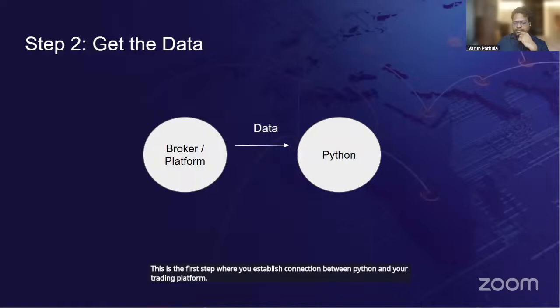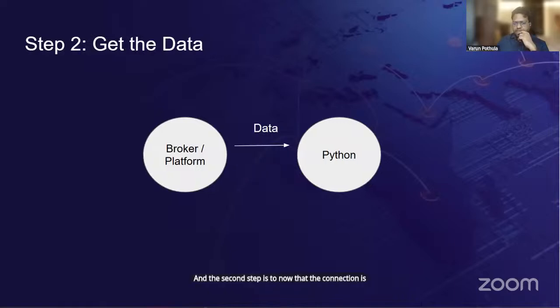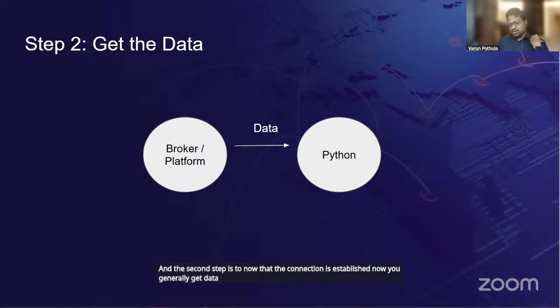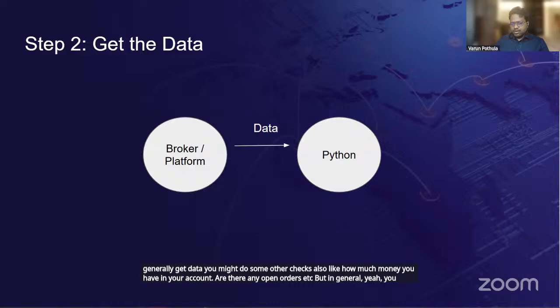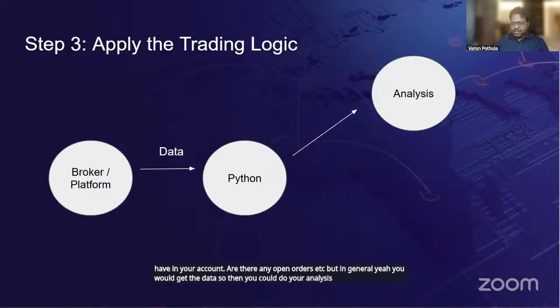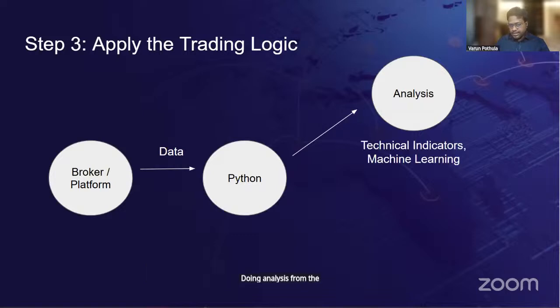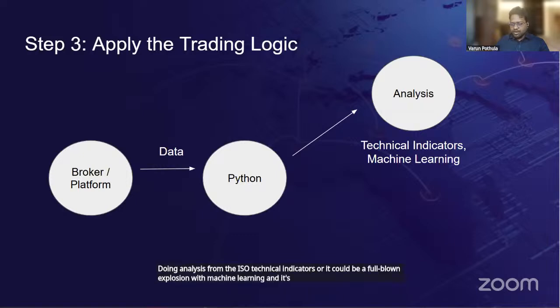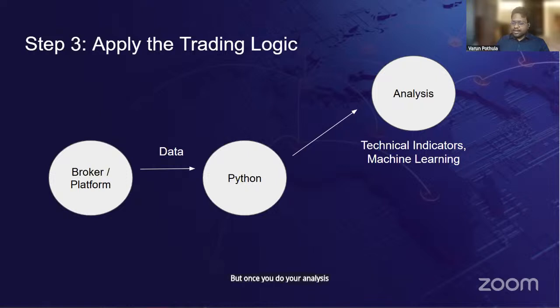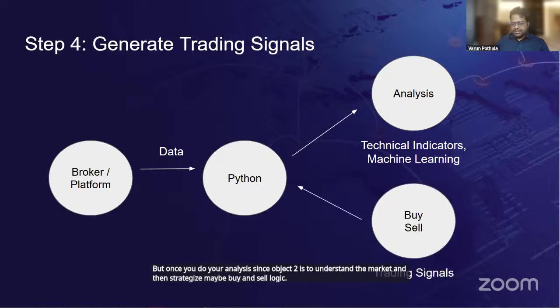The second step, now that the connection is established, is generally to get data. You might do some other checks also, like how much money you have in your account and whether there are any open orders. But in general, you get the data so that you can do your analysis. It could be anything as simple as analysis using technical indicators, or it could be a full-blown exploration with machine learning and its models. Once you do your analysis, since the objective is to understand the market and then strategize, maybe with buy and sell logic, you would generate trading signals.